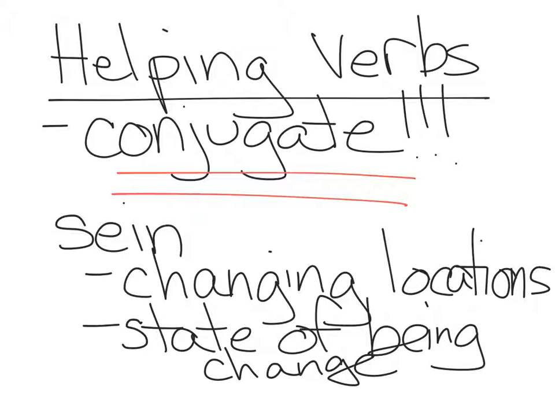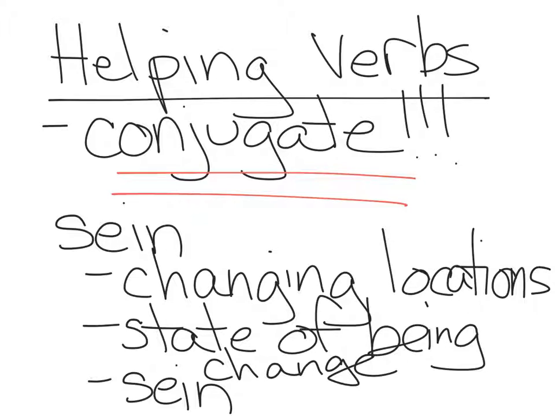So would you use it to say like I'm sick or I'm hot or something like that, or not really? Then you would just say I was hot. So then the helping verb for sein is sein. So that works out nicely. Okay. So you beat me to my next one. Changing locations, state of being change, and if it is sein, so I was sick. Being sick isn't a state of being change, but the verb that you're using would be.